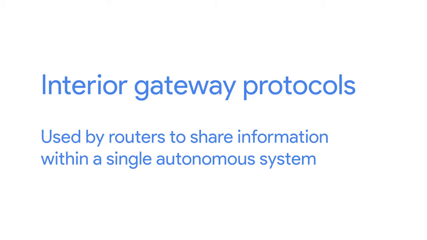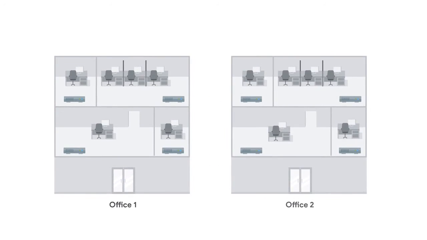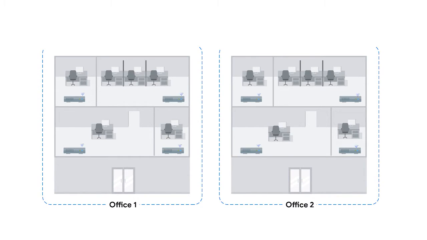Interior gateway protocols are used by routers to share information within a single autonomous system. In networking terms, an autonomous system is a collection of networks that all fall under the control of a single network operator. The best example of this would be a large corporation that needs to route data between their many offices, each of which might have their own local area network. Another example is the many routers employed by an internet service provider whose reaches are usually national in scale. You can contrast this with exterior gateway protocols, which are used for the exchange of information between independent autonomous systems.